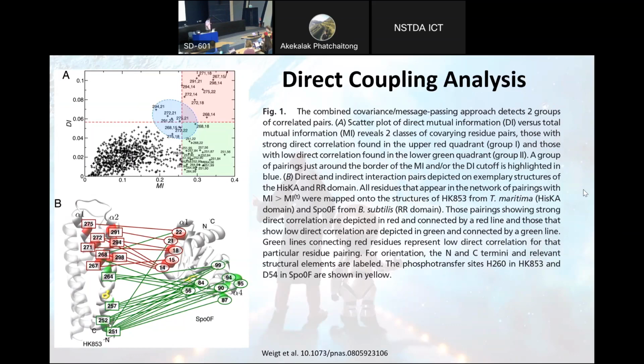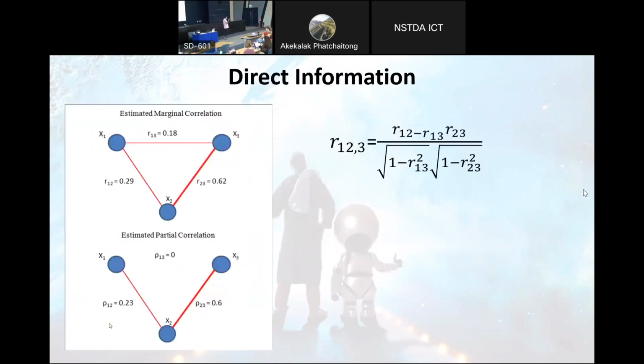Again, if you think about classical terms, let's say x1, x2, x3 have correlations between them of 0.29, 0.62, 0.18. If you want partial correlation, you calculate the correlation between x1 and x2, taking the effect of x3 out, and so on. So the partial correlation between 1 and 2, when you're taking 3 out, is their correlation minus that term. The idea behind it is that you try to see if these two interact directly with each other. And that was the term they were using, called direct information.